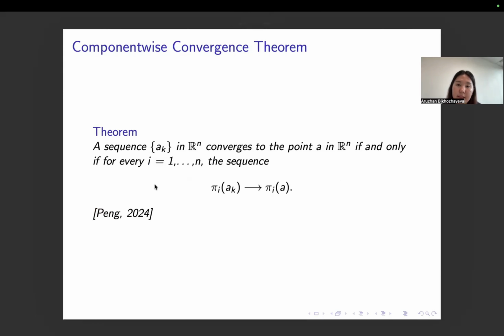And this theorem states that a sequence of vectors in Rn converges to A if and only if every coordinate converges to the corresponding coordinate of the limit. The notation pi simply means the projection onto the i-th coordinate. And in other words, we can say that if every coordinate behaves correctly, then the entire vector behaves correctly as well.